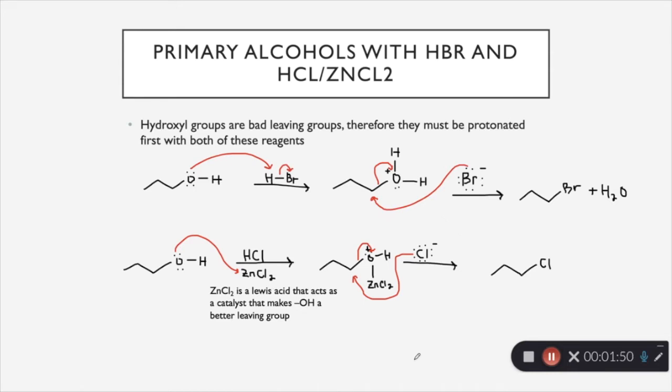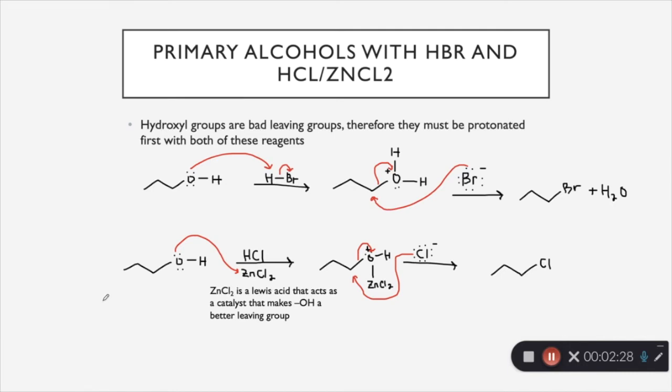First we have the primary alcohol treated with HBr. Hydroxyls are bad leaving groups, and so with this mechanism, even though it is SN2, that hydroxyl must still be protonated before the actual reaction can take place. So it's going to reach out, grab the hydrogen. That is going to leave a positive charge on this oxygen, and then the bromide is going to come and attack the electrophile, and that is going to kick out the leaving group, leaving you with a bromine instead of a hydroxyl group, and water.